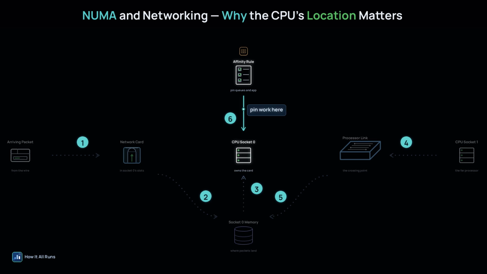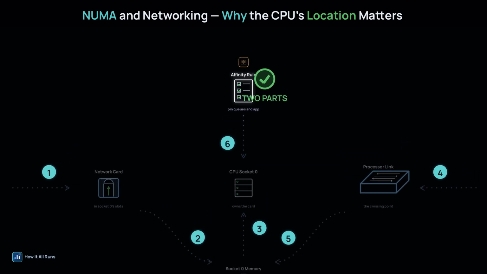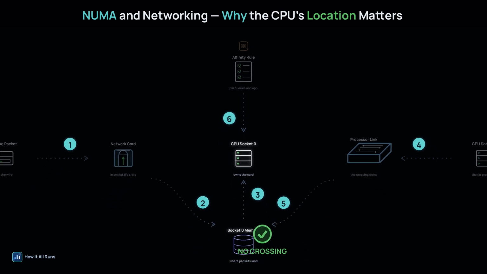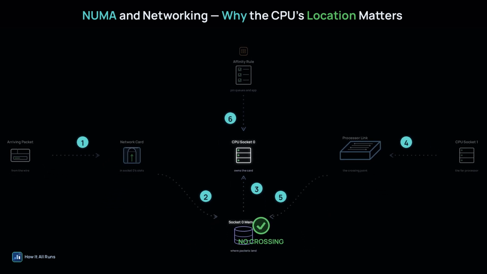You pin the work to the socket the card lives on so the packet and the code that reads it stay neighbors. That means two things pinned together. The card's receive queues get their interrupts steered to cores on the near socket, and the application threads that drain those queues are pinned to the very same socket. Pin only half of it and you gain almost nothing because one side still reaches across. Get both onto the near socket and the link goes quiet because nothing on the packet path needs it anymore.